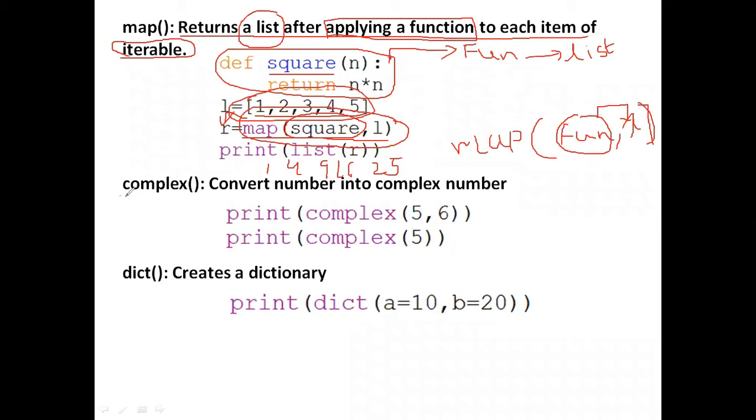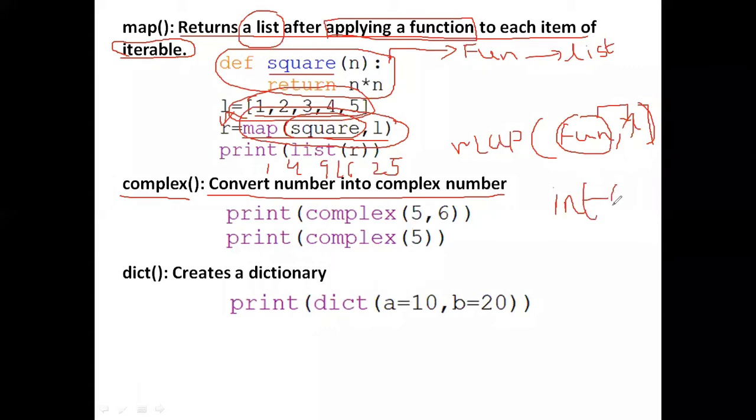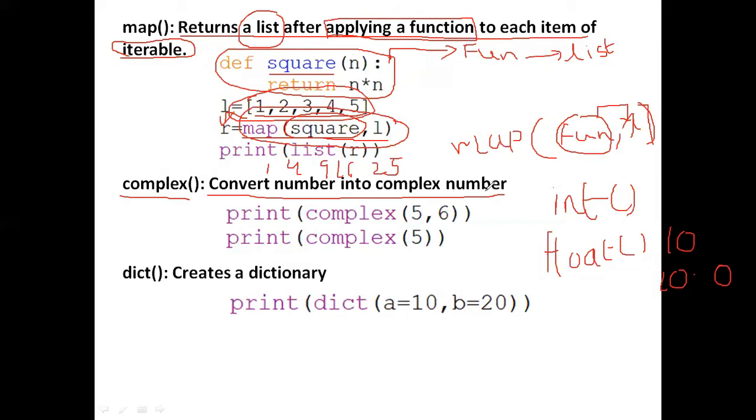Next one, the complex function. This function converts a number into a complex number. I hope in the last class we discussed the int and float functions. What is the purpose of the float function? The float function is used to convert a number into a float number. For example, float of 10 returns 10.0 as output. Similarly, if you want to convert a number into a complex number, we use the complex function.